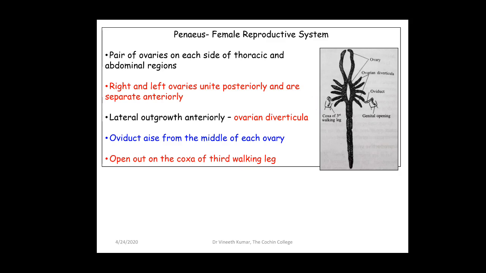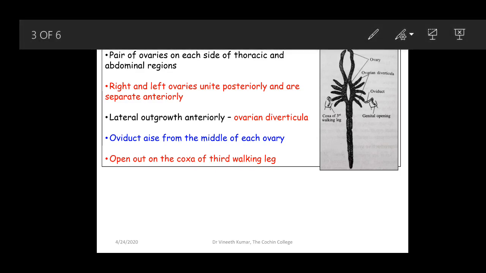female reproductive system. The female reproductive system consists of the female genital organs, which include a pair of ovaries on each side of the thoracic as well as the abdominal region. Compared to the male reproductive system, the female reproductive system is more elongate. As a result, it covers both the thoracic as well as the abdominal region. One difference from the male is that, as you see in this diagram, the female reproductive structure is free or separate anteriorly, and it is fused posteriorly.